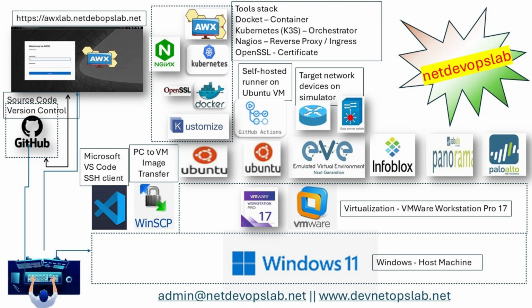Linux VMs. Next, we have to create separate VMs with the Ubuntu Linux image for the AWX instance, self-hosted runner, EVE-NG, Infoblox, Panorama and Palo Alto firewall. For each of these installations, I will make separate videos for your assistance.